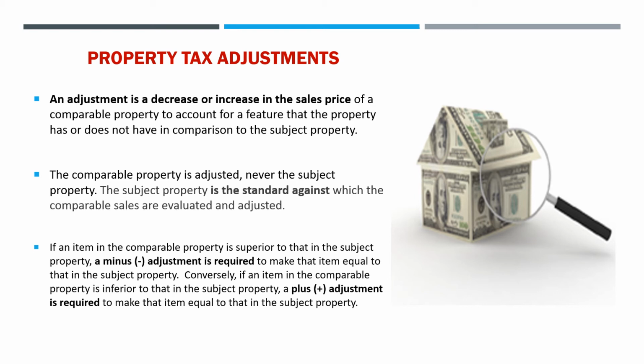So thus, if an item in the comparable property is superior to that of the subject property, a minus adjustment is required to make that item equal to that of the subject property. Conversely, if an item in the comparable property is inferior to that of the subject property, a plus adjustment is required to make that item equal to that of the subject property. Now that's according to Fannie Mae, the Federal National Mortgage Association, and that's what we adhere to.